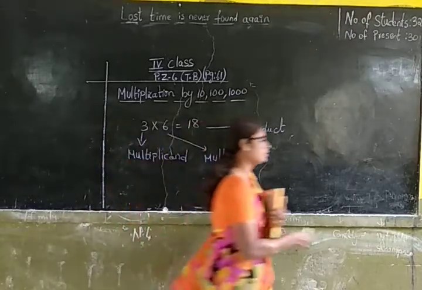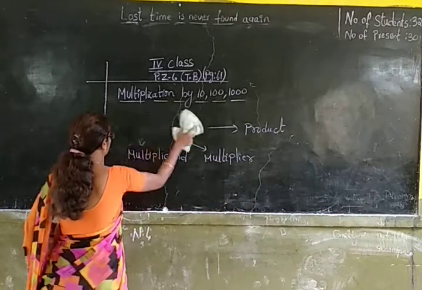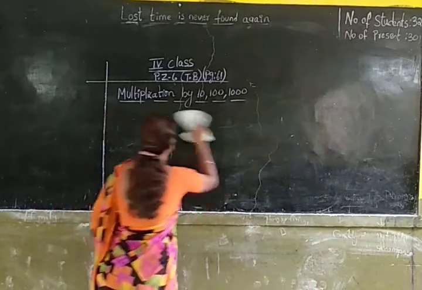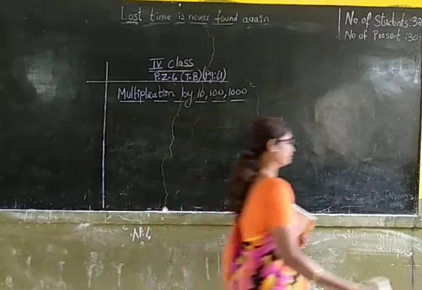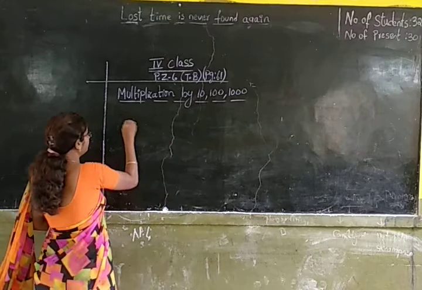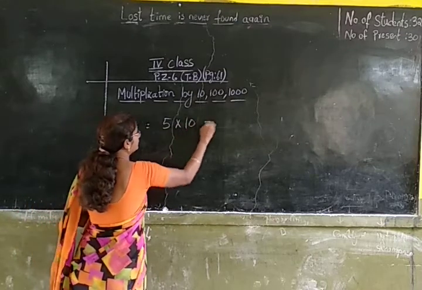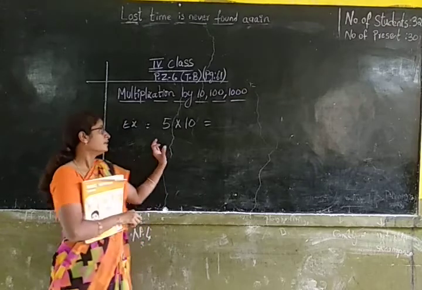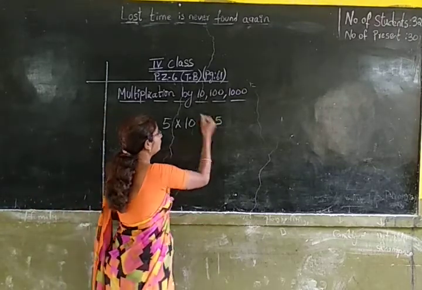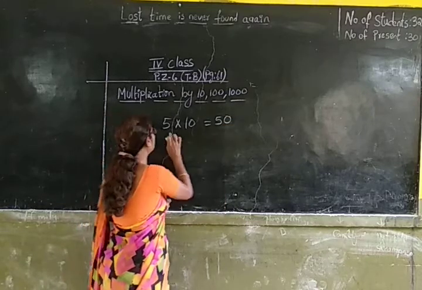Okay. Now we learn how to multiply a number with a 10. Okay children? Suppose, for example, if we take 5 into 10, we can get the product by placing a 0 to the right side of the multiplicand.